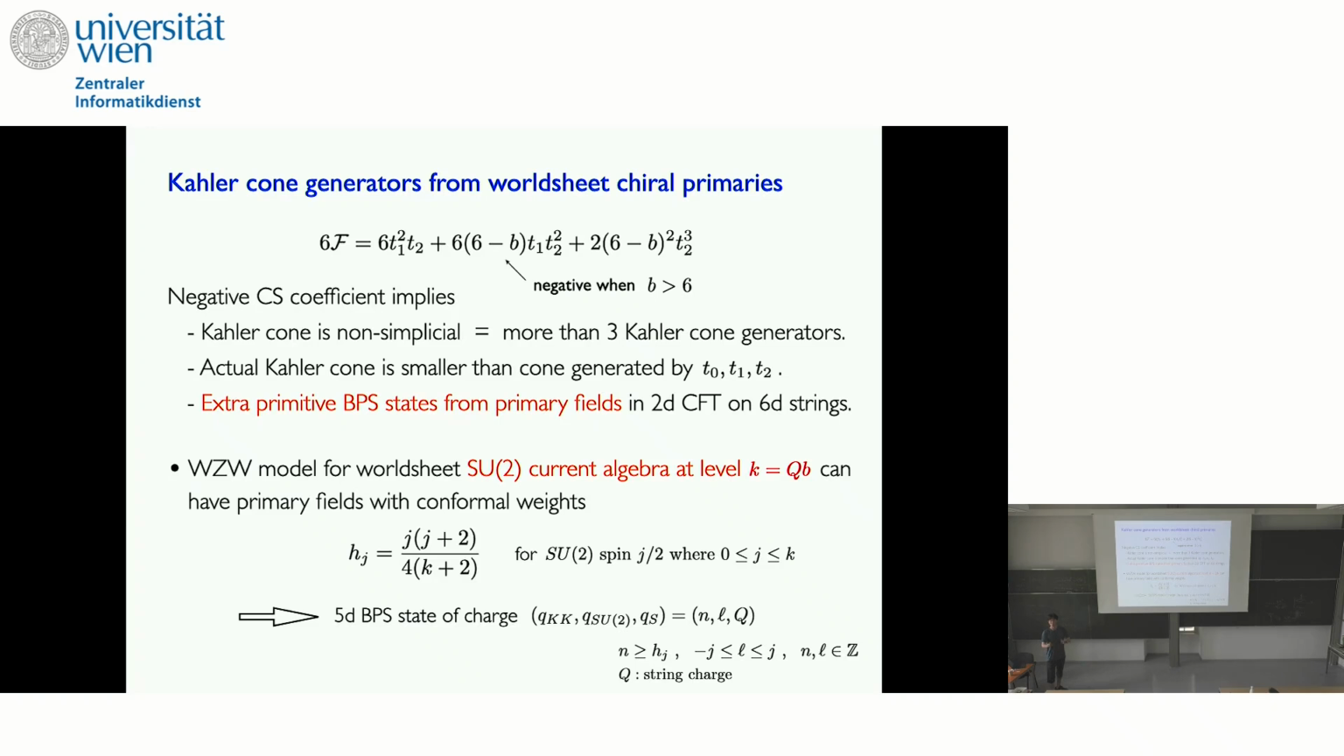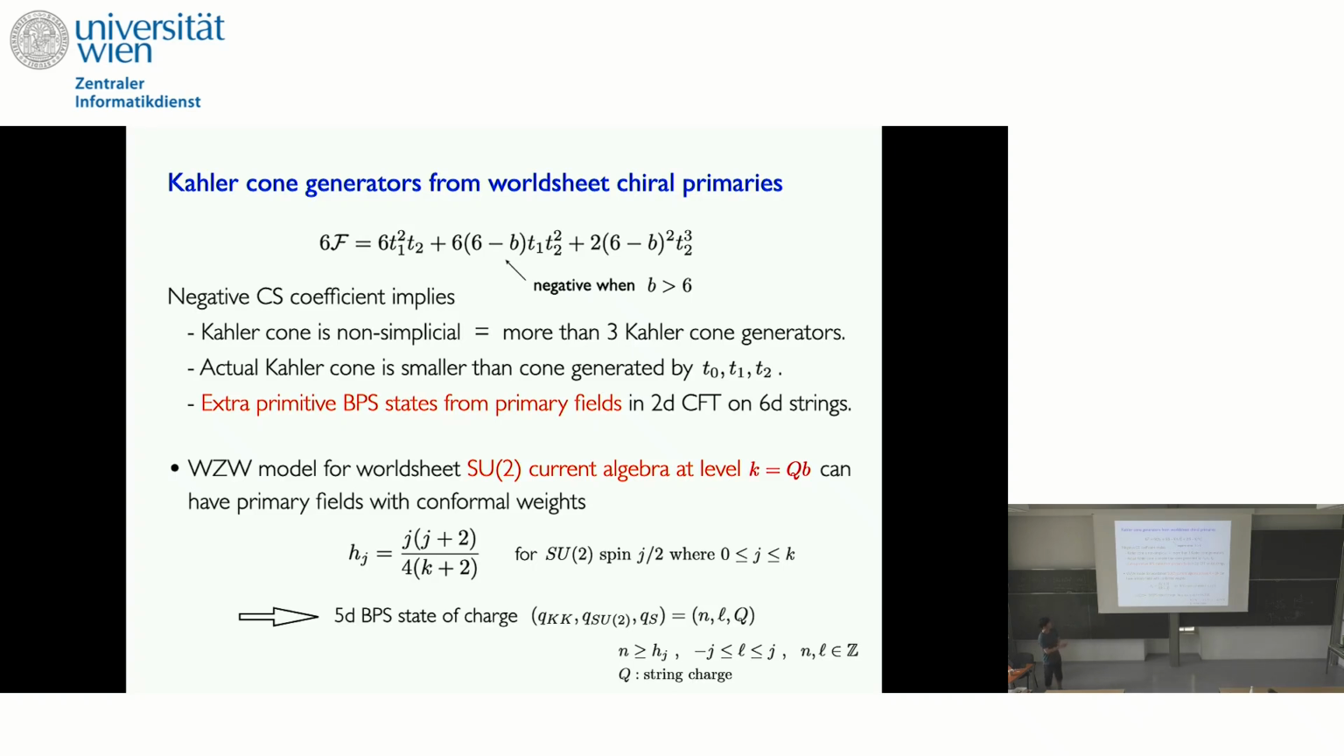Sorry? So you have more constraints. On the Kahler cone, all the Kahler generators must be positive or 0. So you have more constraints if you have more parameters. That's why it's smaller. The Mori cone gets bigger because you have more BPS states, and then the Kahler cone becomes smaller.